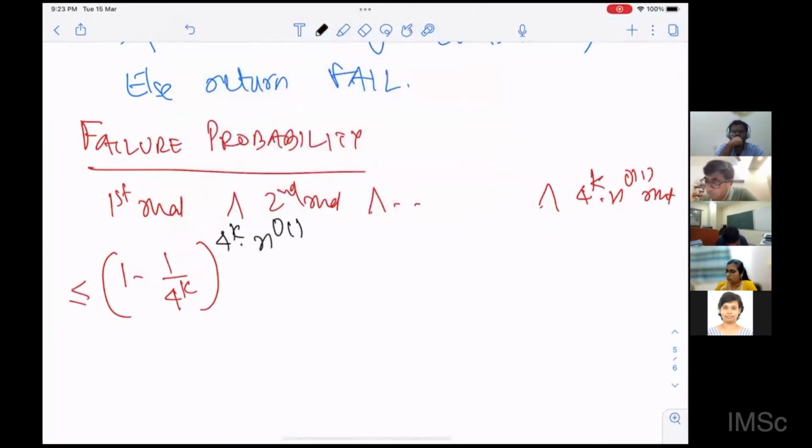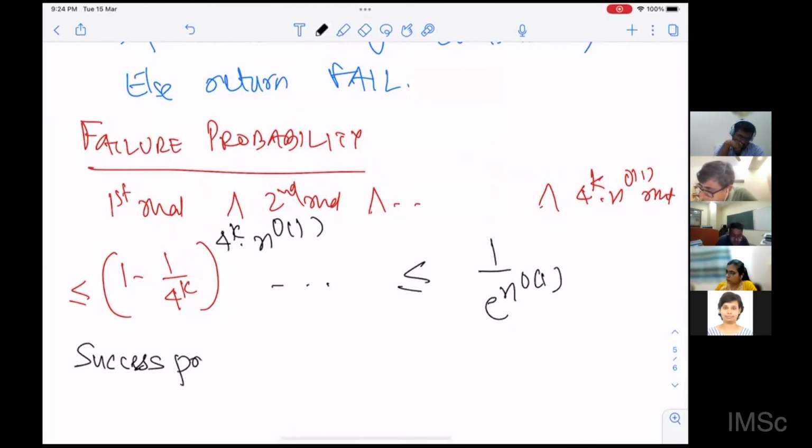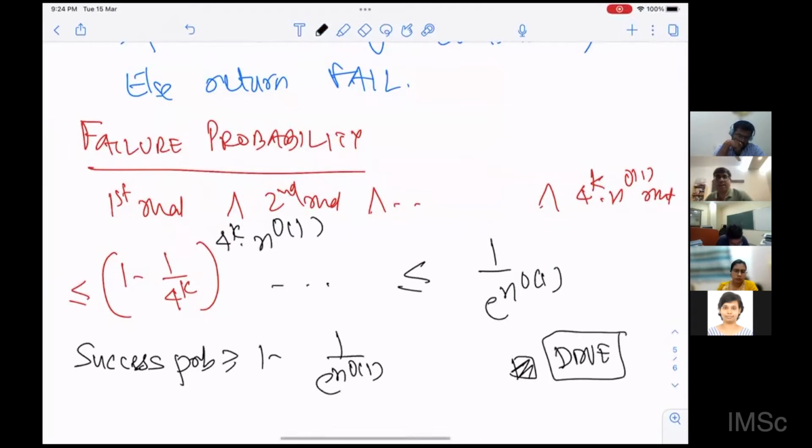I do. Okay. And if you do the maths and computation, this will come out to be this much. So what is the success probability? It is at least 1 minus 1 over n to the power of something, and done. Okay. So this is my first randomized algorithm for vertex cover. So I have repeated what I have done up until now in the first 10-15 minutes. If anybody has any question, please ask.